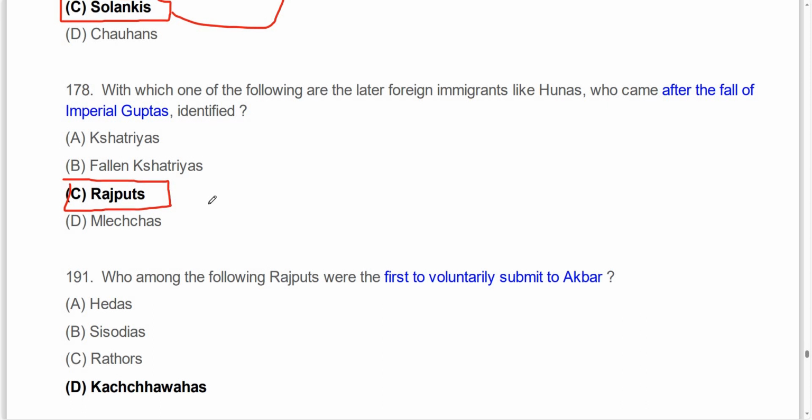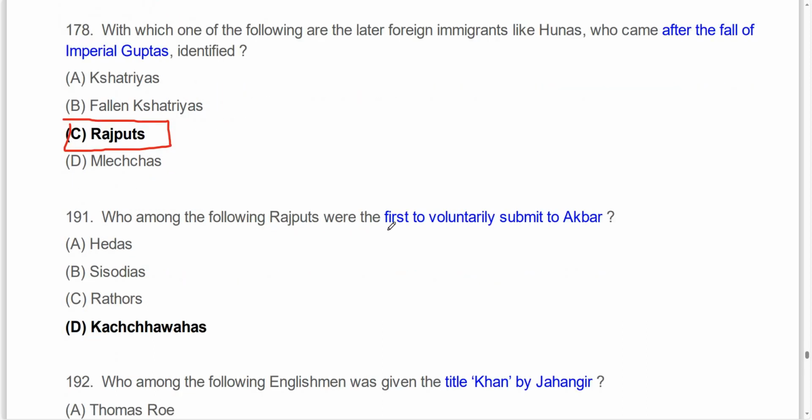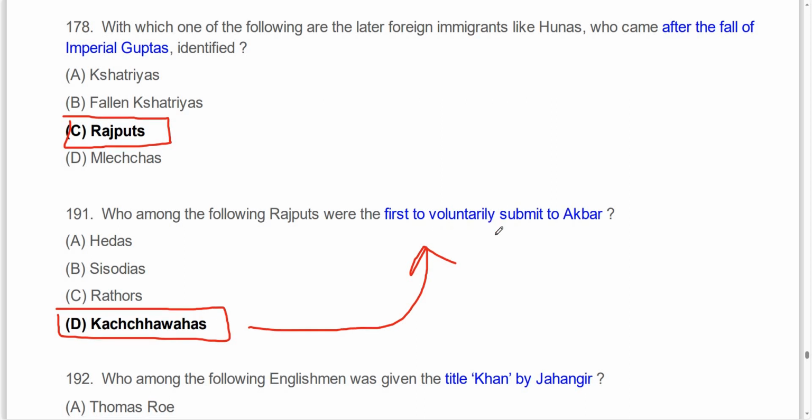Moving on to the next, which of the following Rajputs were the first to voluntarily submit to Akbar? The Kachhawas were the first Rajputs to voluntarily submit to Akbar.